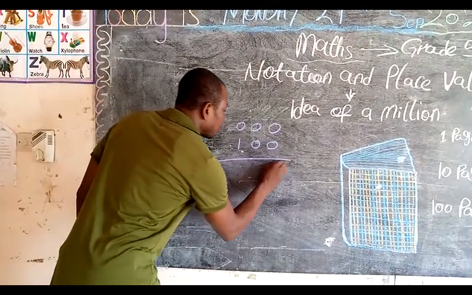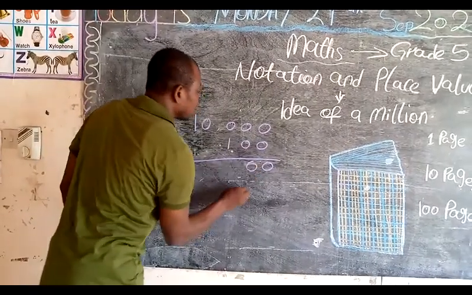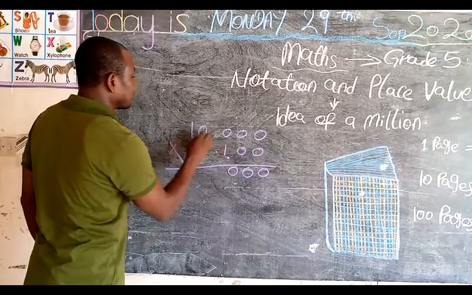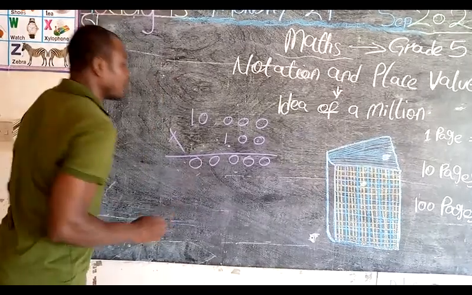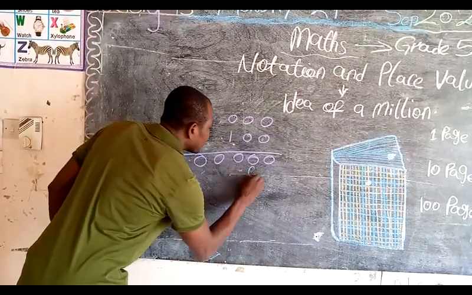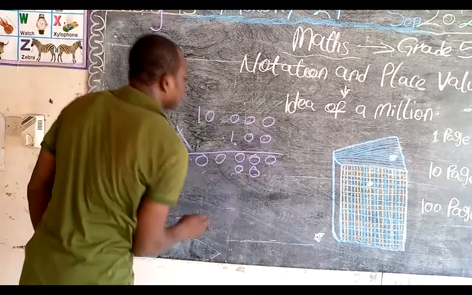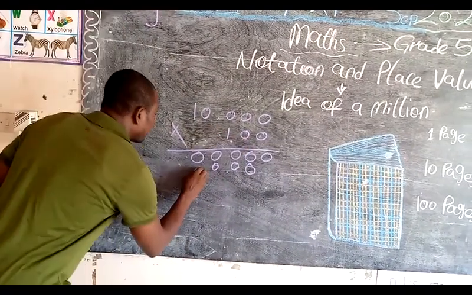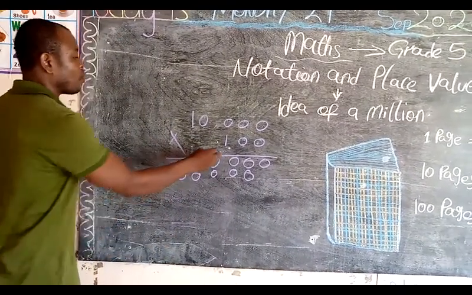0 times 0 is equal to what? 0. 0 times 0 again is what? 0. This 0 times 0 here is equal to 0. 0 times 0 again is what? 0. 0 times 1 is what? 0. We go to the next 0 we have here. 0 times 0 gives us another what? 0. 0 times 0 again gives us another 0. 0 times 0 gives us 0. 0 times 0 gives us 0. 0 times 1 gives us what? 0.